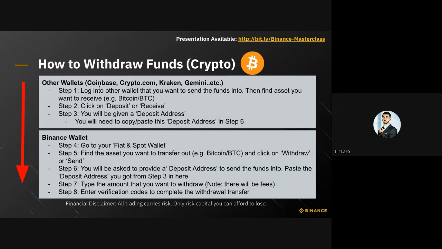You click on the asset. So if you want to send Bitcoin, you click on Bitcoin, you click on deposit or receive, and then you'll be given a deposit address. And remember the case in section 3 where we talked about Alice and Bob. In this case, now we are asking Bob for the deposit address, and now we're going to use that deposit address in Binance when we withdraw to then send the money to.